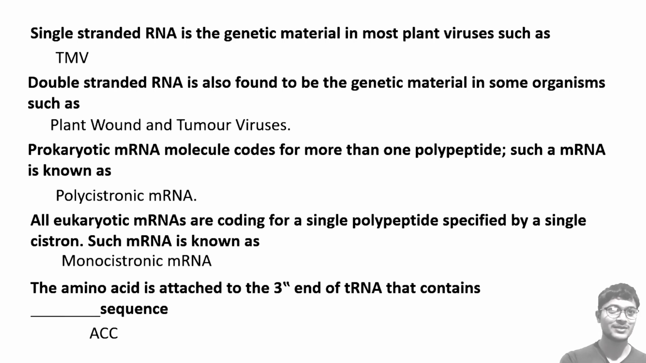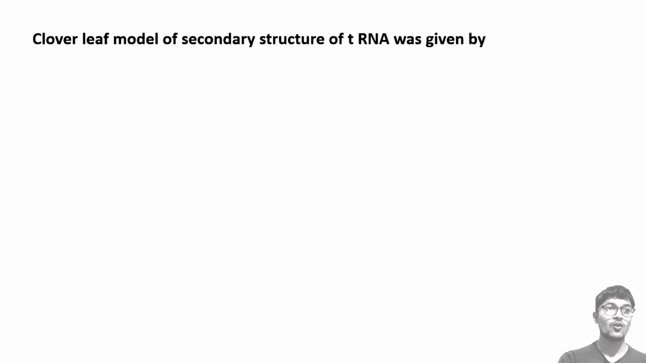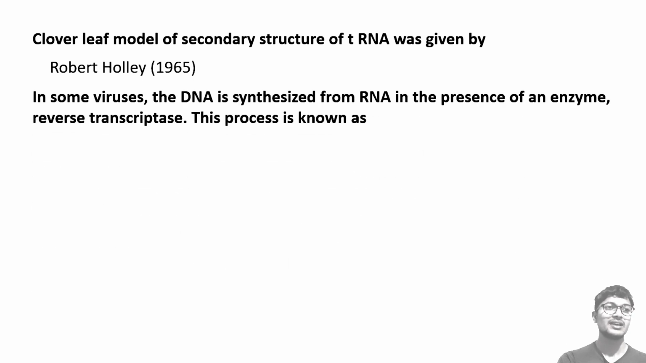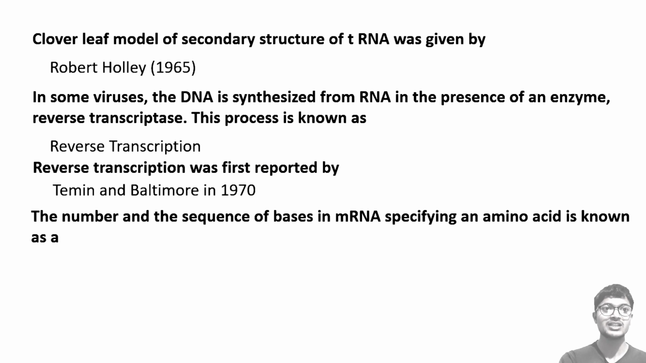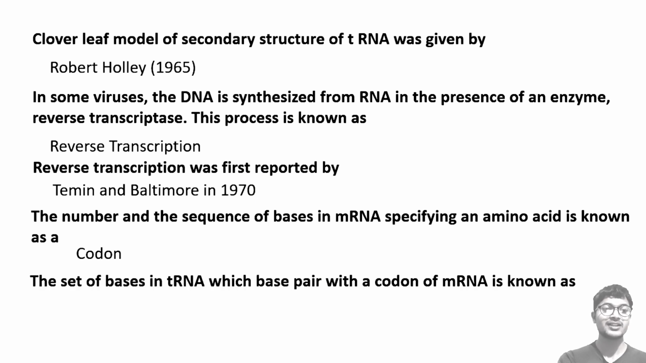Okay, now we are moving to next slide, and first question is that cloverleaf model of secondary structure of tRNA was given by? Answer is Robert Holley in 1965. Next question, in some viruses the DNA is synthesized from RNA in the presence of an enzyme reverse transcriptase. This process is known as? Answer is reverse transcription. Clear? Next question is that reverse transcription was first reported by? Answer is Temin and Baltimore in 1970. Clear? Next question, the number and the sequence of bases in mRNA specifying an amino acid is known as? Answer is codon. Next question is that the set of bases in tRNA which base pair with a codon of mRNA is known as? Answer is anticodon. Okay, so repeat all this question.